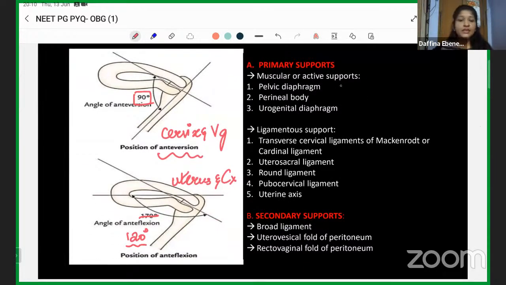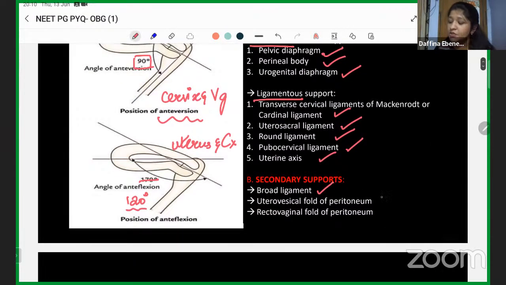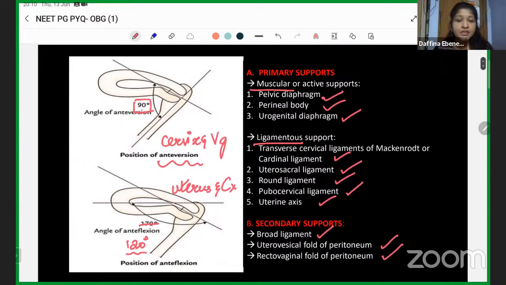So these are the different supports of the uterus. Supports of the uterus can be divided into primary supports and secondary supports. What are the primary supports? One is by the muscles that are present. The other is by the ligaments. The muscles are the pelvic diaphragm, perineal body, and the urogenital diaphragm. The ligaments that support the uterus are the transverse cervical ligament of Mackenrodt or the cardinal ligament, the uterosacral ligament, the round ligament, the pubocervical ligament, and the uterine axis itself. The secondary supports include the broad ligament, the uterovesical fold of peritoneum, and the rectovaginal fold of peritoneum.